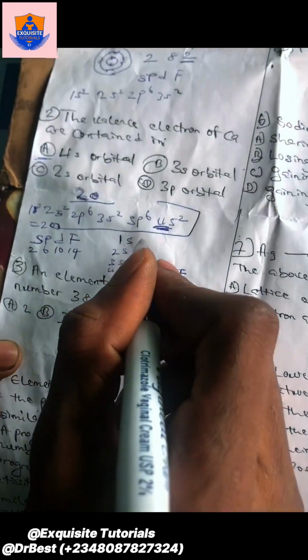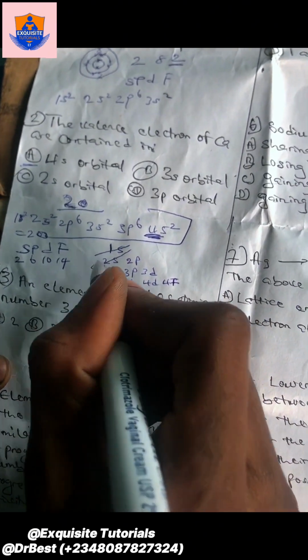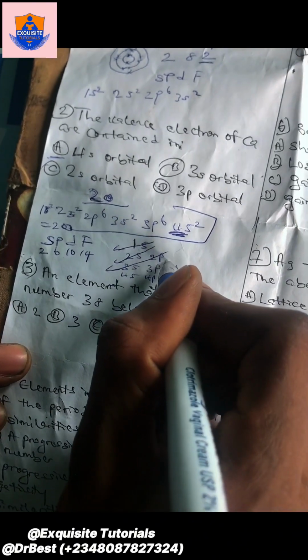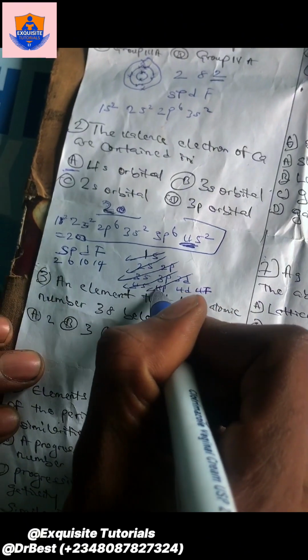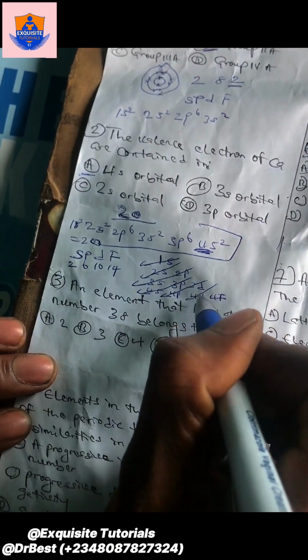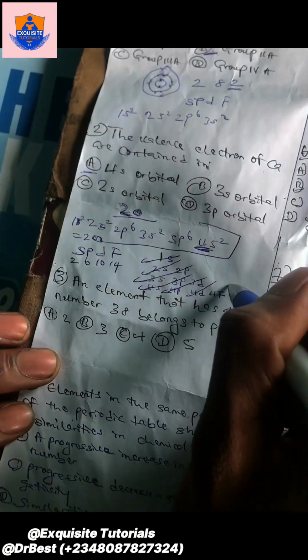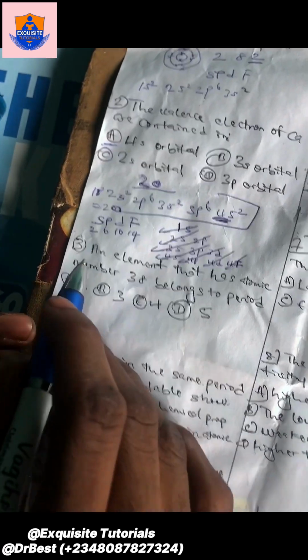So when writing it, it goes like this: 1s, then 2s in this order. You are now going to have 2p before 3s. You are going to have 3p, 4s. You are going to have 3d, 4p. You are going to have 4d, and then 4f and the rest. So this is how you arrange it. Now let's go to question 3.